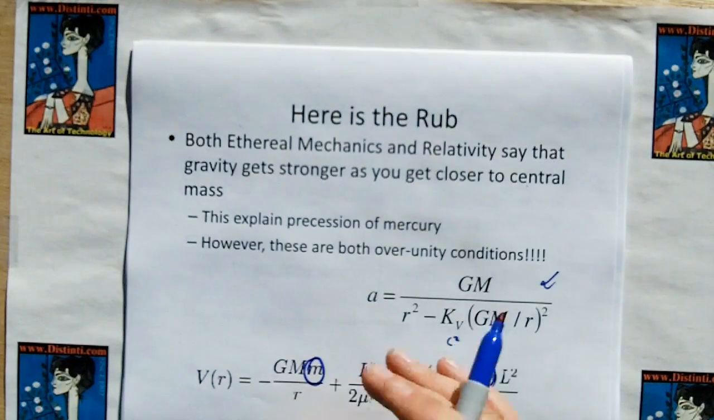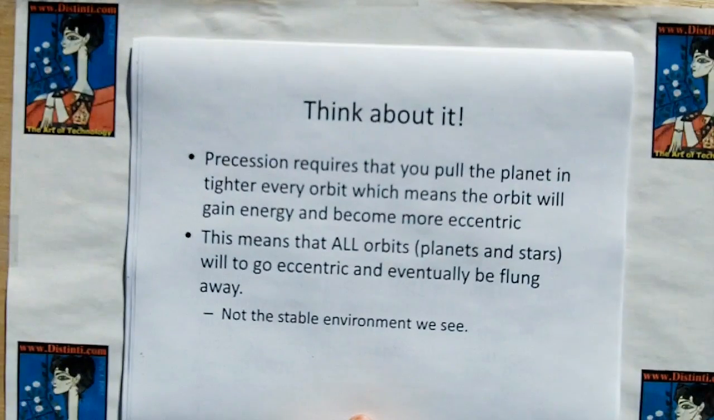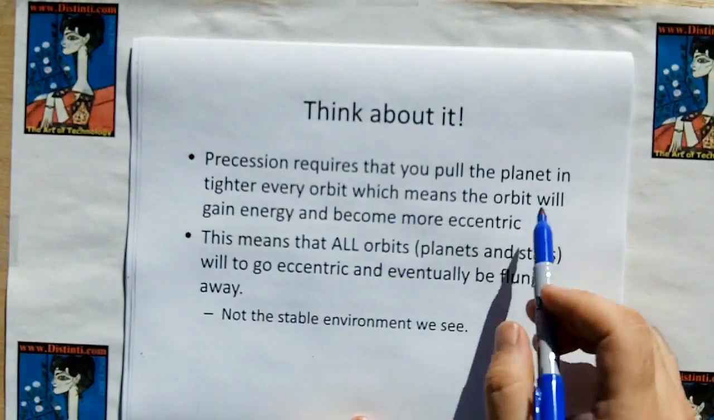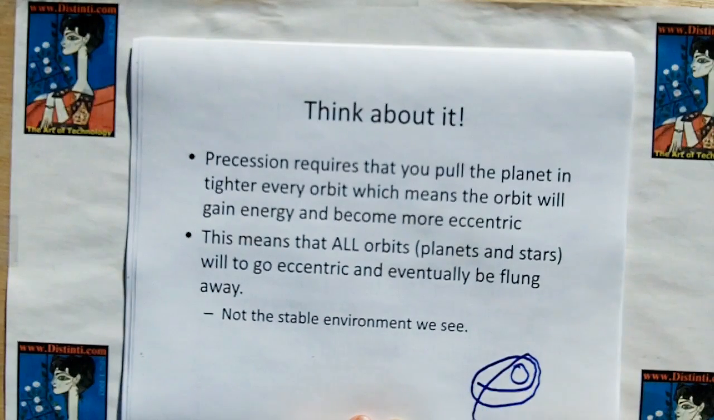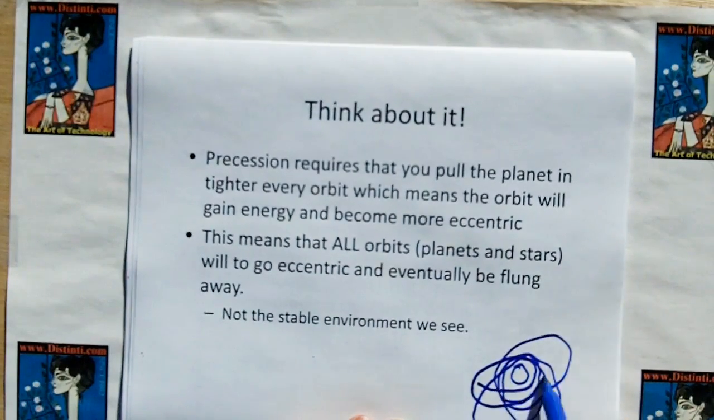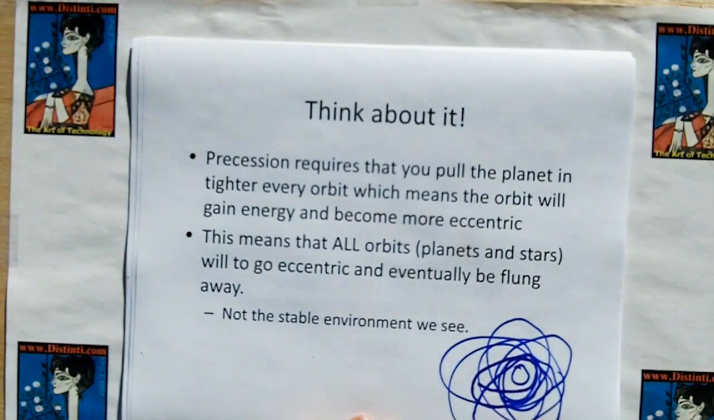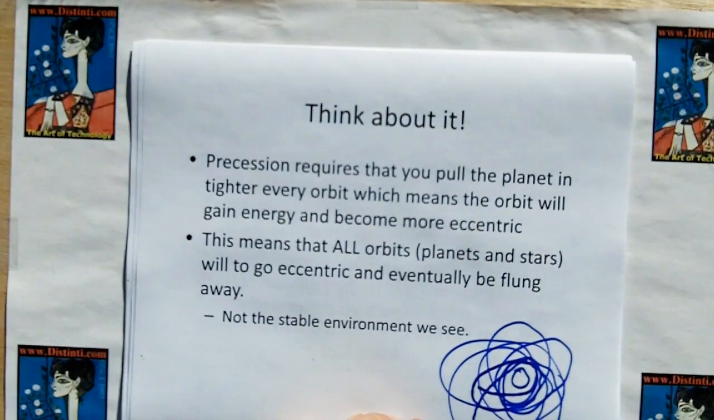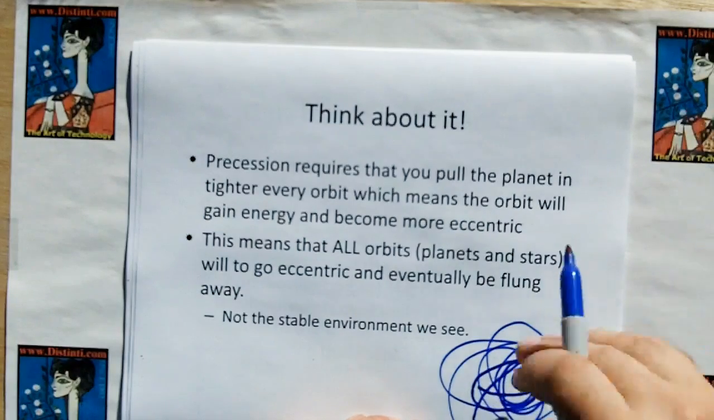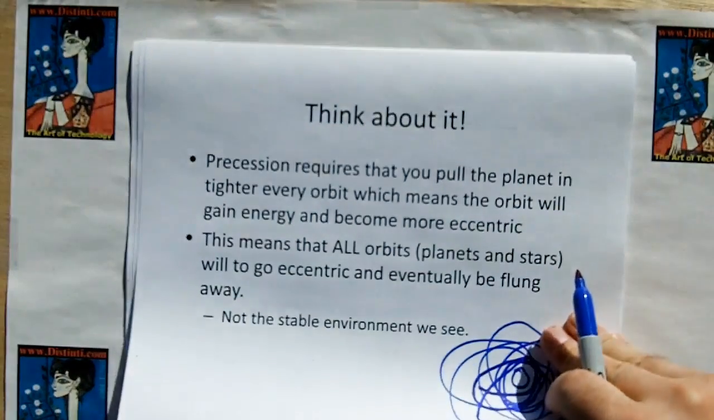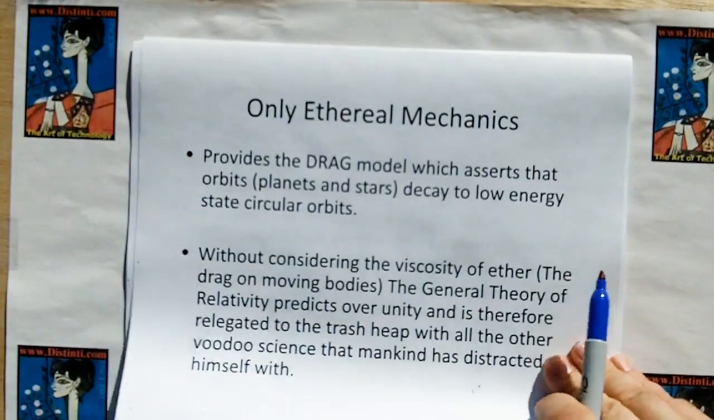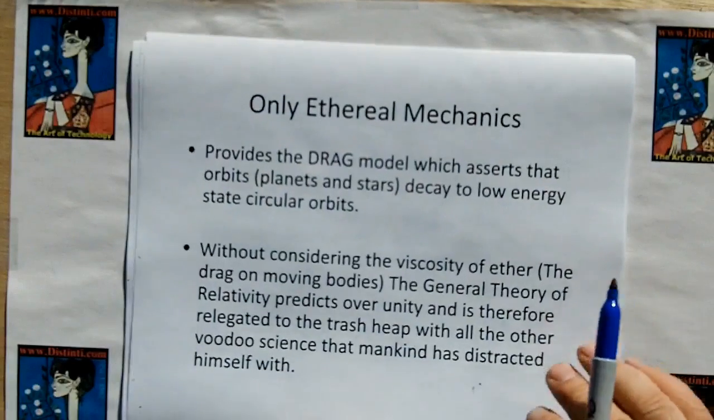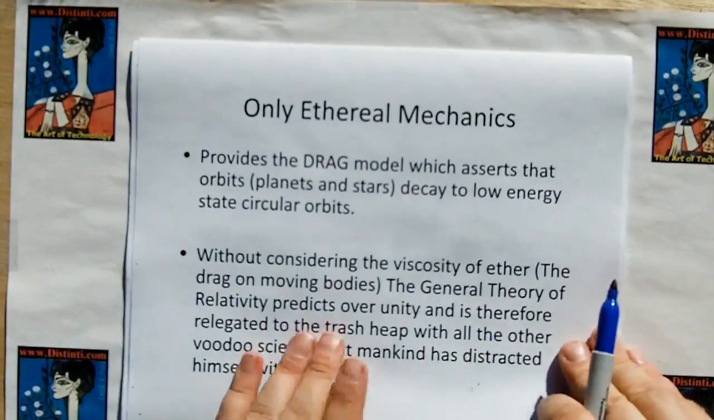But anyway, if you think about this, the precession requires that you pull the planet in tighter every orbit, right? So if you've got your planet coming in and you pull it tighter to make it precess, you're going to be adding more energy to the planet. So eventually, according to relativity, without the drag, or ethereal mechanics without the drag, all planets will eventually be flung away. This is not the stable environment we see. Only ethereal mechanics provides a drag model which asserts that orbits decay to lower energy circular orbits.